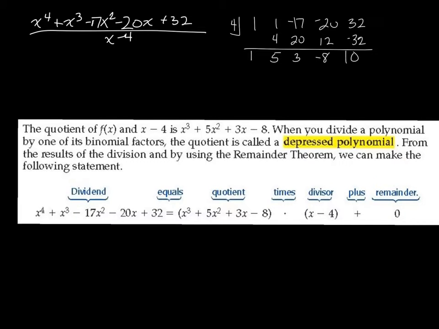We can reconstitute that answer, writing it back with exponents: x cubed plus 5x squared plus 3x minus 8. The quotient of f of x and x minus 4 is x cubed plus 5x squared plus 3x minus 8. When you divide a polynomial by one of its binomial factors, the quotient is called a depressed polynomial. From the results of the division and by using the remainder theorem, we can make the following statement.